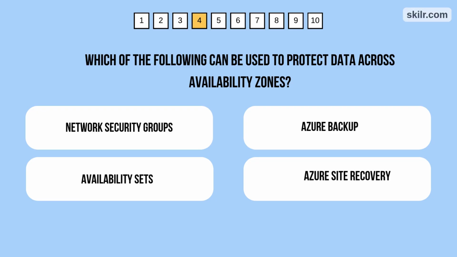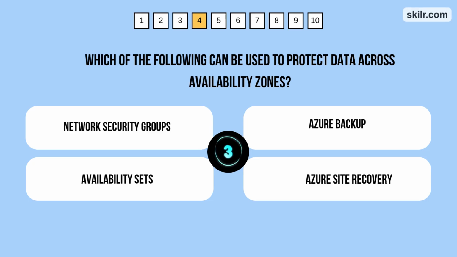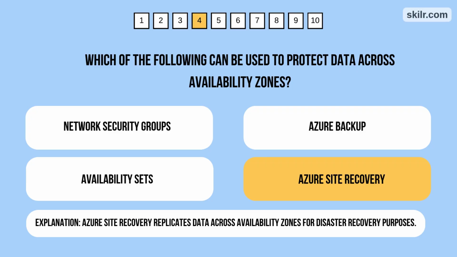Question 4. Which of the following can be used to protect data across availability zones? The answer is Azure Site Recovery, as Azure Site Recovery replicates data across availability zones for disaster recovery purposes.